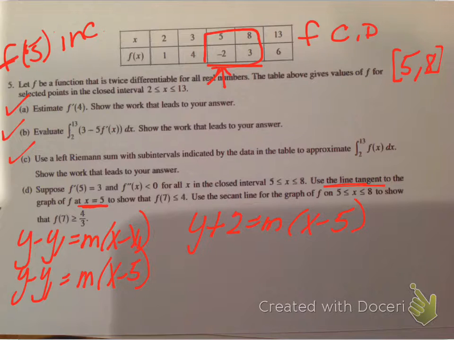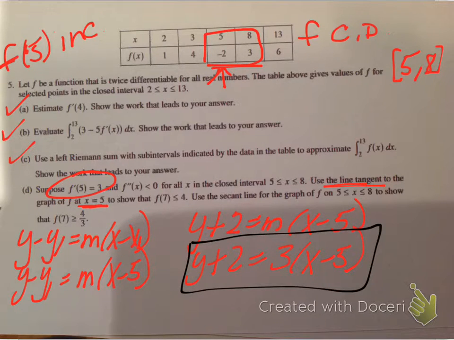Okay, next we're going to need m, which is the slope. So we need the slope at 5. But they told you the slope at 5 is 3. Okay, so we just got that. And I'll just tell you now that if you did this, that bought you 1 point. Okay? So let's go back to the question and see what they're asking.